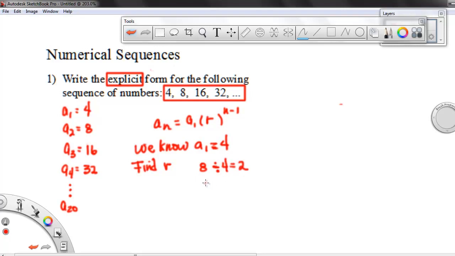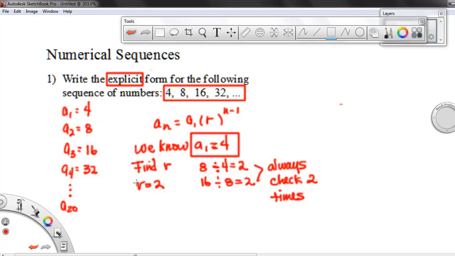If I choose 16, I divide that by 8, and I get 2. You always want to check at least 2 pairs of numbers, and if they come out to be the same number, in this case 2, you know you have the right common ratio. If it doesn't turn out to be the same number, then you don't have a geometric sequence and you can't finish the problem. So r equals 2. Now that we found these two pieces, A1 and r equals 2, we can write the explicit form by using the general form.